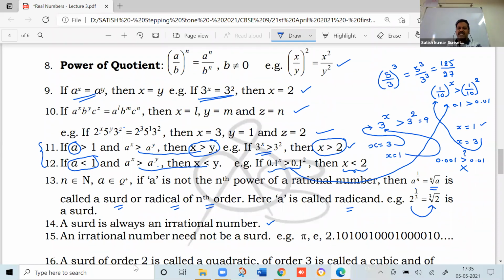Examples are pi, e, 2.10100... So these are all irrational numbers, but we are unable to express them in this form. It is not possible to express these as the nth root of a. That's why we are saying that these are irrational numbers, but not in surd form.